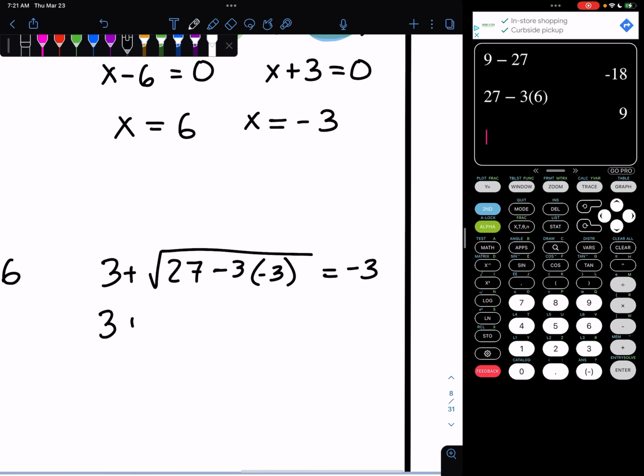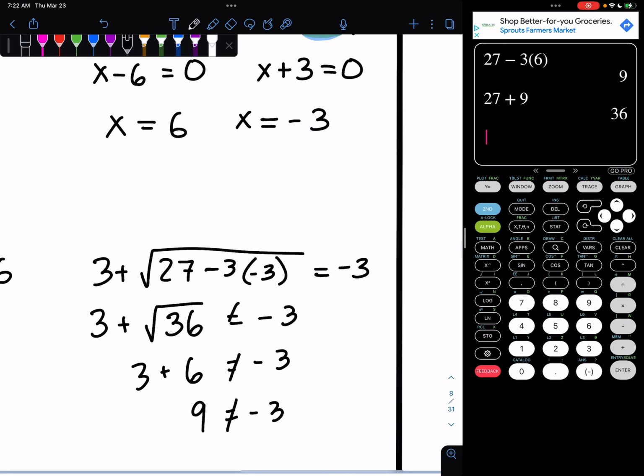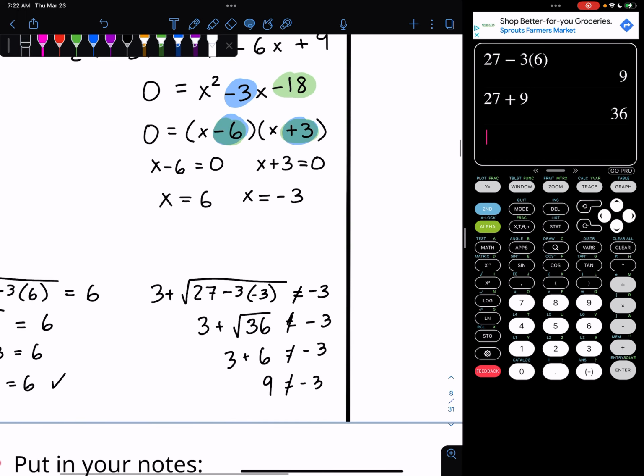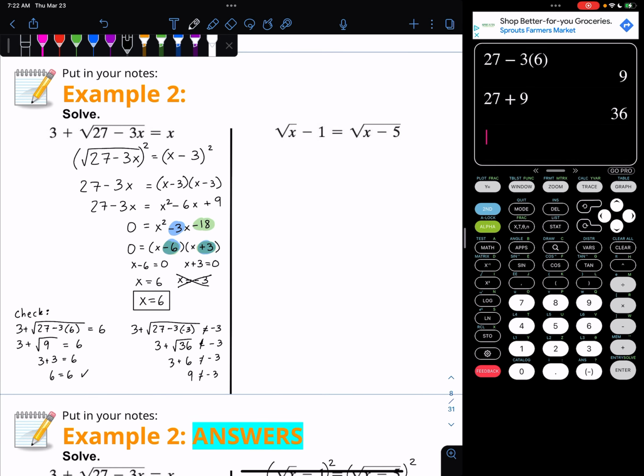Okay, what about over here? 3 plus square root of 27 plus 9, which is 36, is equal to negative 3. 3 plus 6 is equal to negative 3. No, it's not. 9 is not equal to negative 3. Oh. So I got to go back up and make sure all these say not equal. See how I crossed them all out now? They're all not equal, which means negative 3 is not a real possible answer. So the only answer is x equals 6. That's the only answer. Ta-da! We only have one answer.